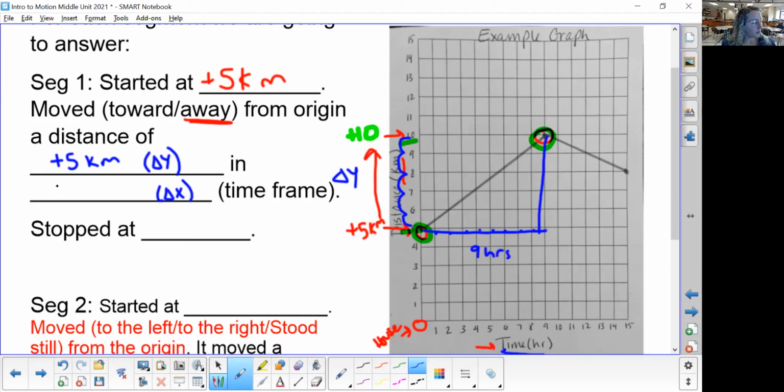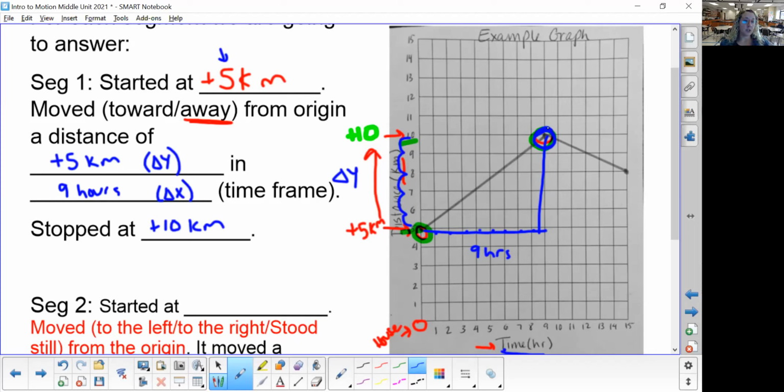9 hours to do that. And it's just good to describe motion fully and say where did that object start? You can solve for that, like without this line, if you started at 5 kilometers away and moved positive 5 kilometers, you could deduce that the object is now positive 10 kilometers away. Or you can read where the object stopped for that segment of the graph. So that's one way to describe motion.